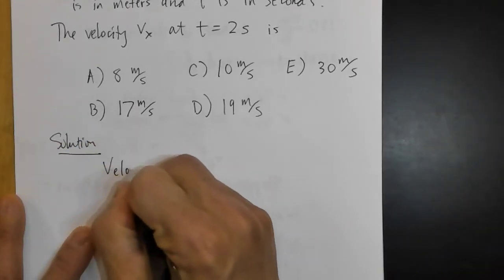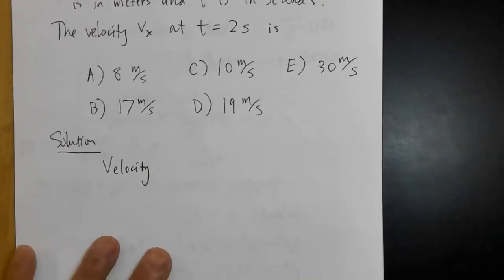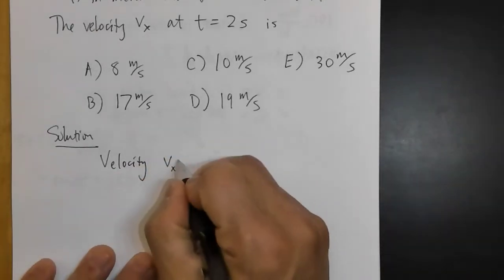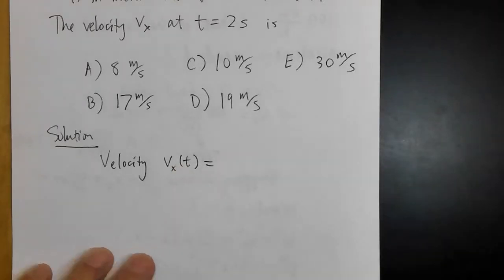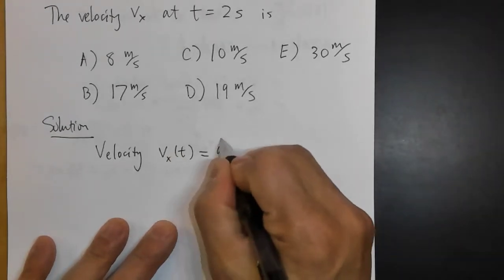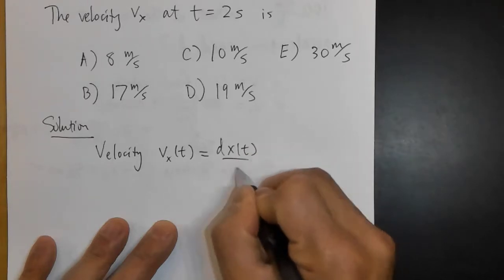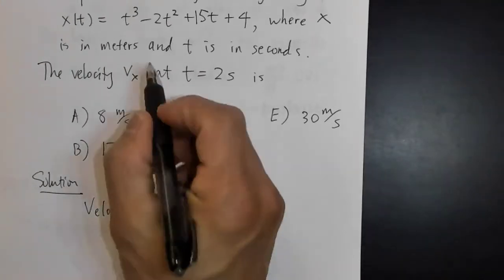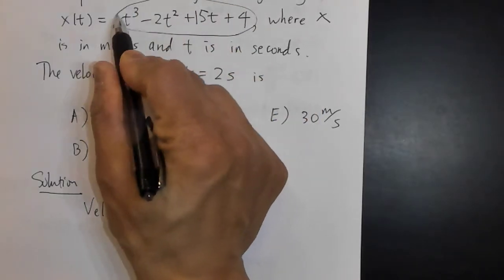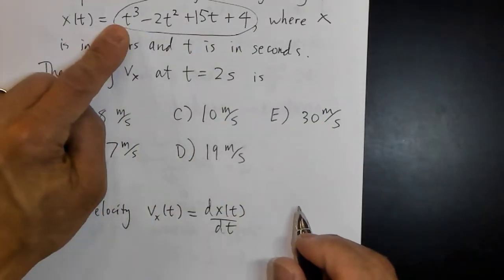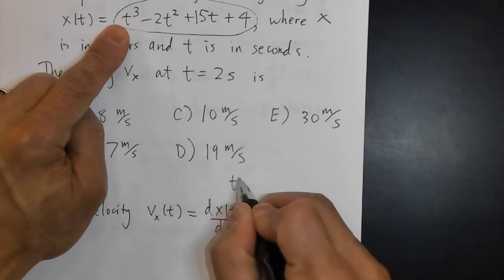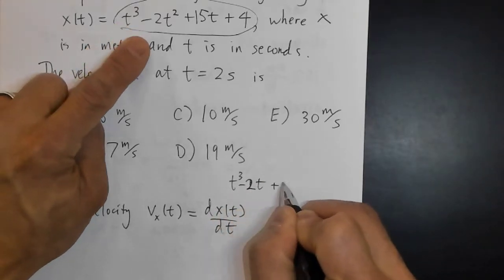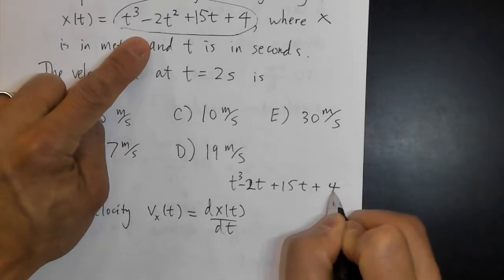Velocity is the derivative of the position. So v, let's put an x there just to be clear. We're looking at the x direction. That will be the time derivative of x. So I need to take the time derivative of this function. All right, let's do the first guy. So let me write it here so it's close by. t cubed minus 2t squared plus 15t plus 4.